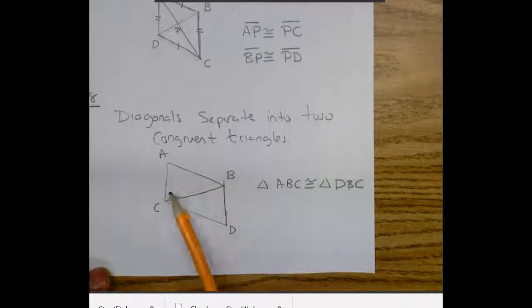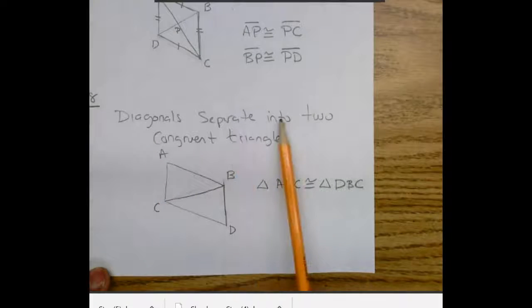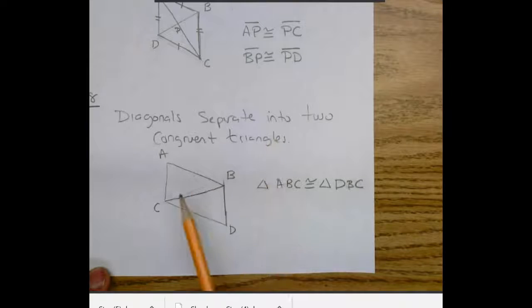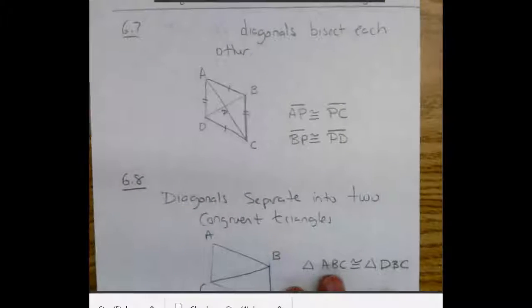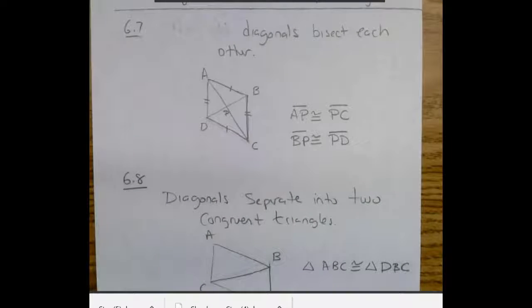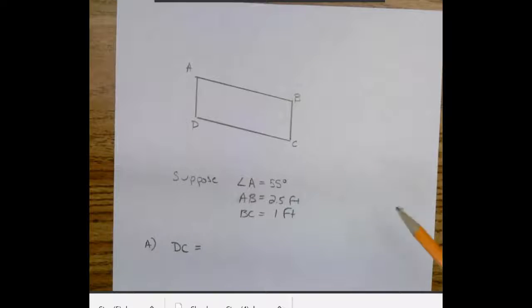And then 6.8 says diagonals separate into two congruent triangles. So if we just do one diagonal, we then know this triangle ABC is congruent with triangle DBC. Okay? And that's kind of the theorems we can use to figure out for unknowns if we have a parallelogram. So let's look at some ways we can use these theorems to solve for unknowns.